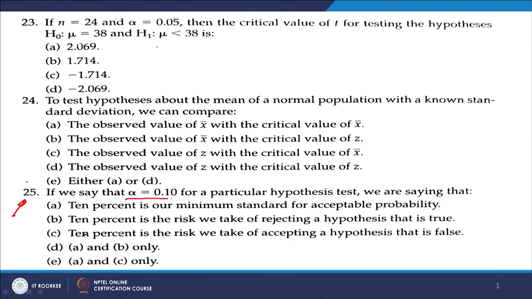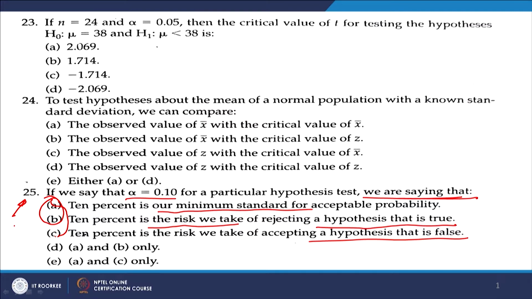So, if we say that alpha is equal to 0.10 for a particular hypothesis which we are testing, what does it mean? What are we saying actually? Does it mean that 10% is our minimum standard for acceptable probability? Does it mean that 10% is the risk we take of rejecting a hypothesis that is true? 10% is the risk we take of accepting a hypothesis that is false. A and B, and A and C.